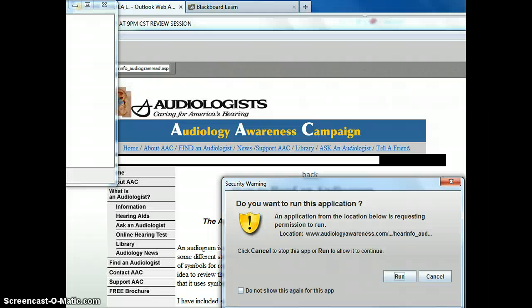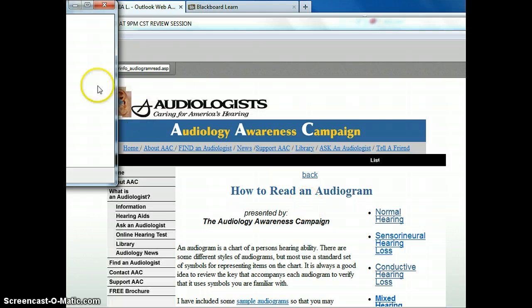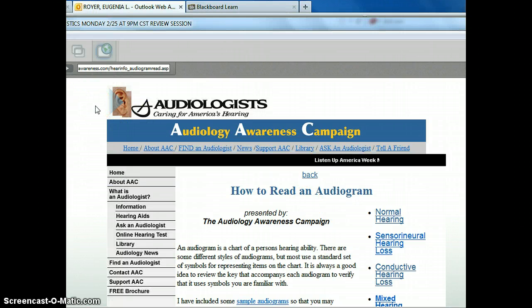Okay, so hopefully everyone's able to see my screen okay. And basically what we've gone to is we've gone to an audiology awareness website on how to read an audiogram. So underneath resources in the 110 course, I've actually provided this website address. You can visit it anytime. And this will just give us, give you some basics as well as us.